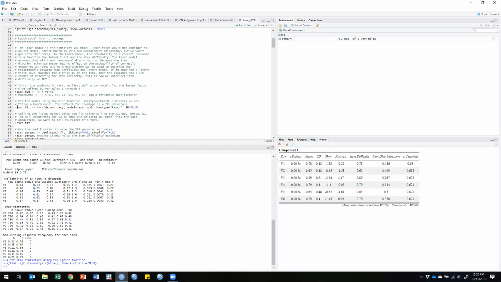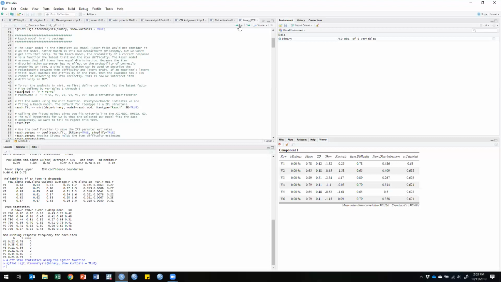Then the next thing we do is fit our model using the mirt function. Basically, we tell it our data set, our model, where we're using this Rasch model, the item type, and this time we're running a Rasch model, so we tell it Rasch type. It defaults to a 2-parameter logistic structure.